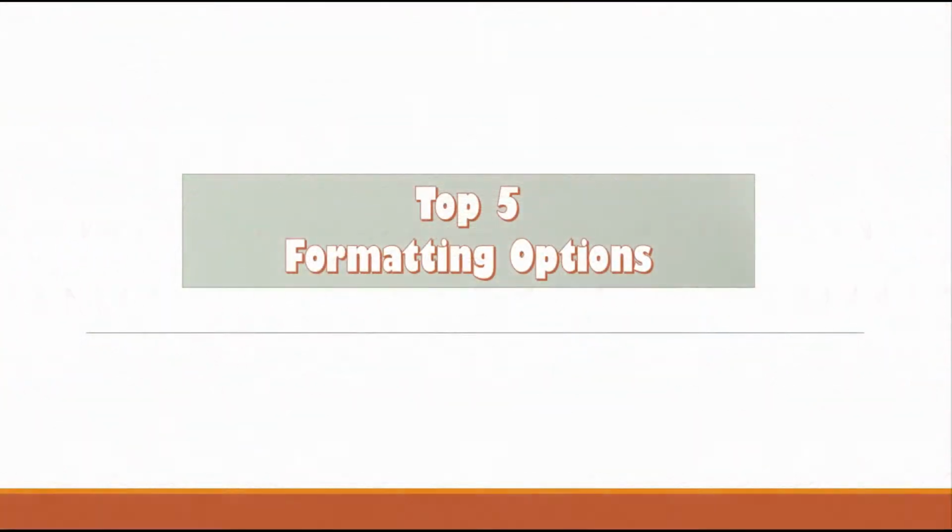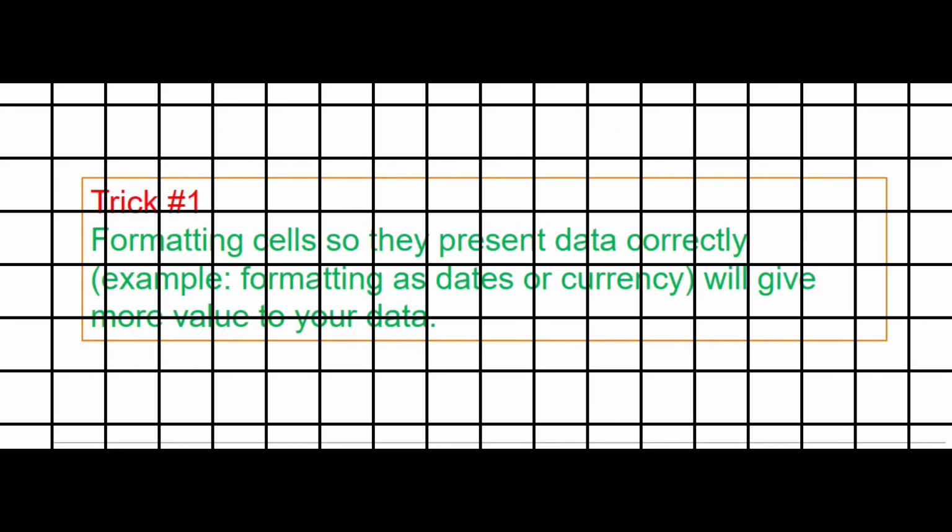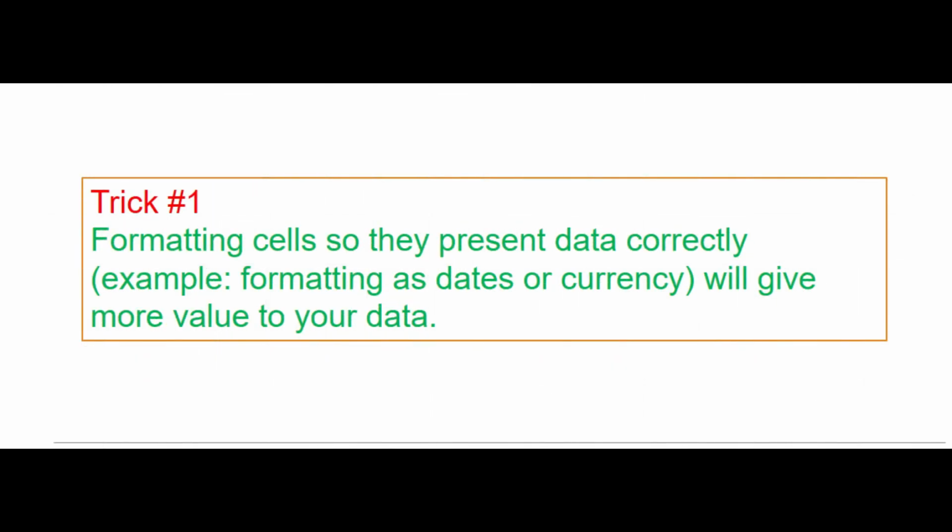Today we are going to discuss the top 5 formatting options in Excel which make you a master in formatting the data. Number 1 will be formatting the cells which present the data correctly, which means the cell should contain the data which is accurate in the particular cell.